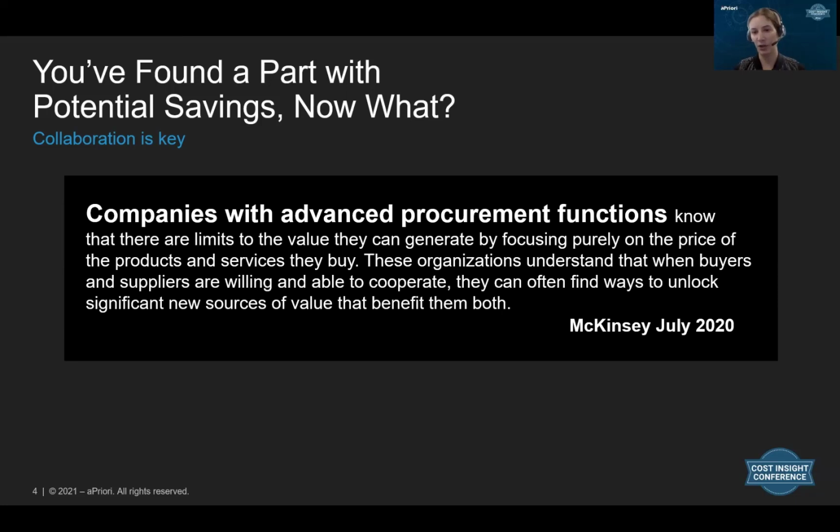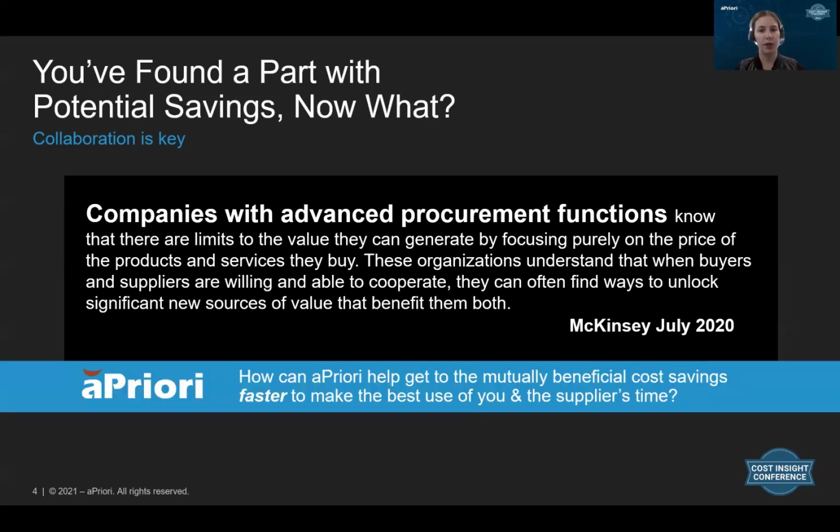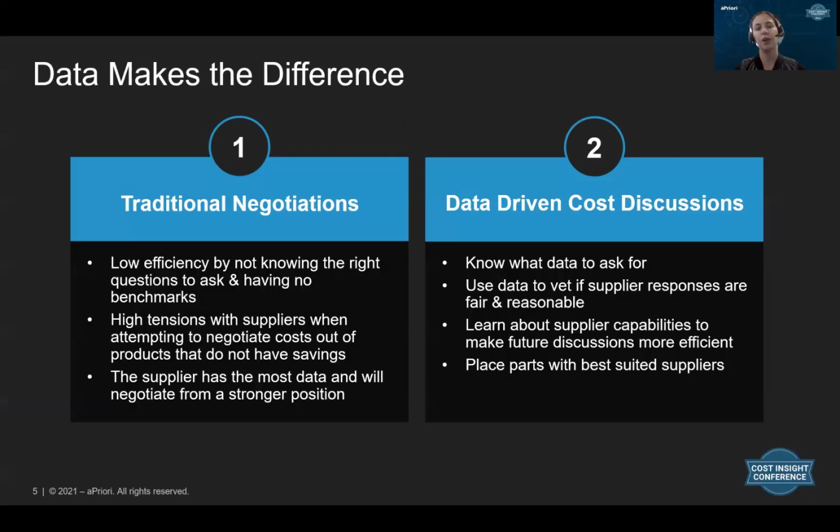Suppliers and commodity managers are busier than ever managing chip shortages, bottlenecks getting parts shipped, and rising material rates, and suppliers don't have time to wade through all of the parts that you purchase from them and come up with Kaizen projects for you. So how can aPriori help you and the supplier unlock these mutually beneficial savings faster? The way we can is by providing data.